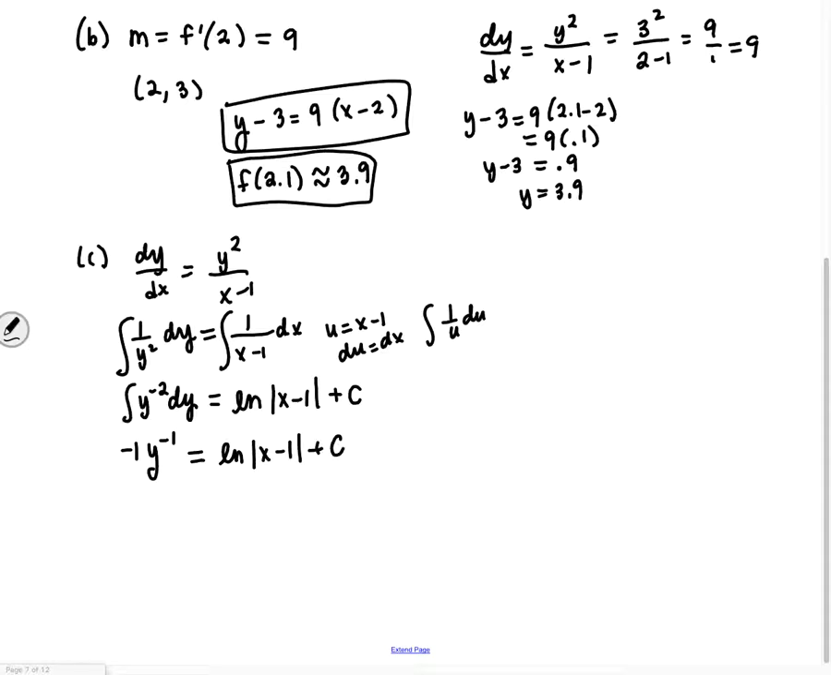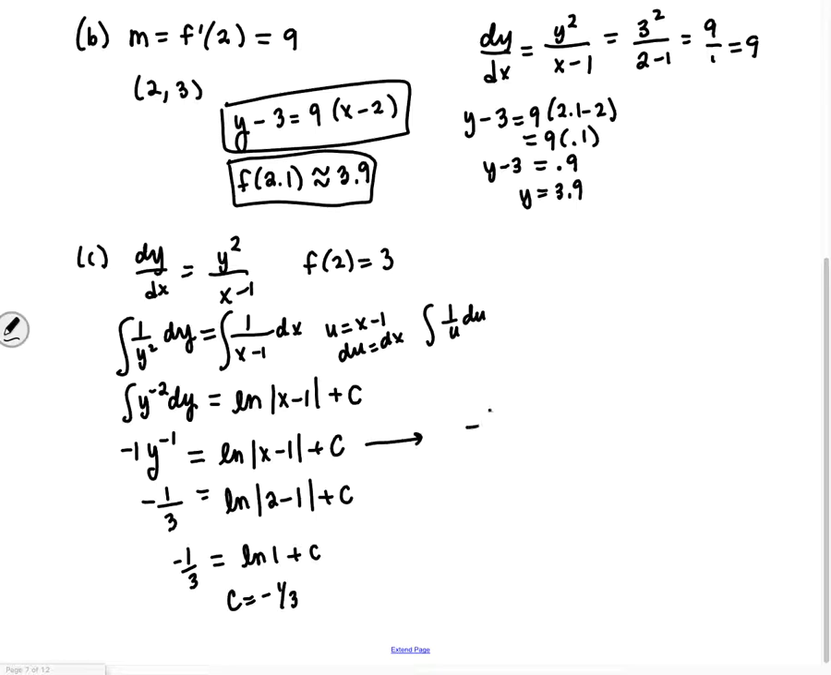Now we plug in our initial condition. So if we look back to the original problem, it said that f of 2 was equal to 3. We use that. So we plug in 2 for x, and we have 3 for y. So we get negative 1/3, and we have natural log of 1, which is 0, plus c. So we get c equals negative 1/3. So now we go back to this step, and we plug in our c value. And we slowly solve for the y, okay? So, oops, I didn't plug in my c, did I? I said I was going to. So I have negative 1/3 there.